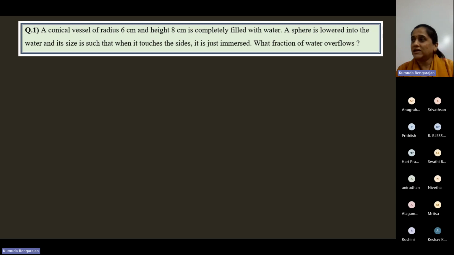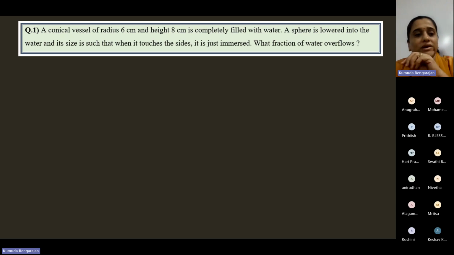So the amount of water that overflows will be exactly equal to the volume of the sphere because you're doing it very gently. So no extra water is going to come out. The volume of the water that will overflow will be exactly equal to the volume of the sphere. The sphere has taken space inside the vessel, so equal to that, the volume of the water will flow out.